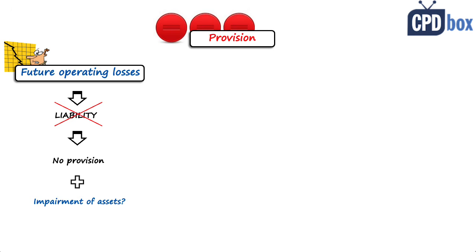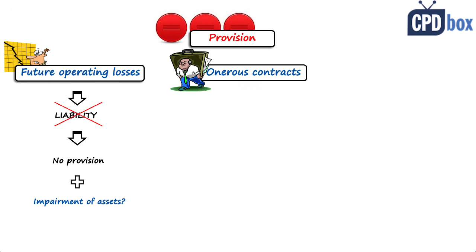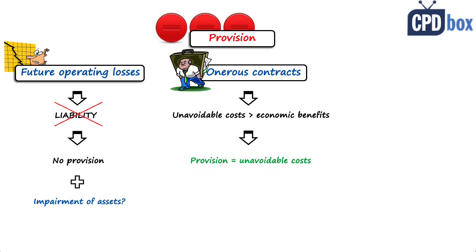Another specific area addressed by the standard relates to onerous contracts. Onerous contract is an unfair contract in which the unavoidable costs of meeting the obligation under the contract exceed its economic benefits expected to be received under it. In other words, it is a loss-making contract that cannot be avoided. If a company or an entity identifies a certain contract as onerous, then it must recognize a provision in the amount of unavoidable cost of fulfilling the contract.